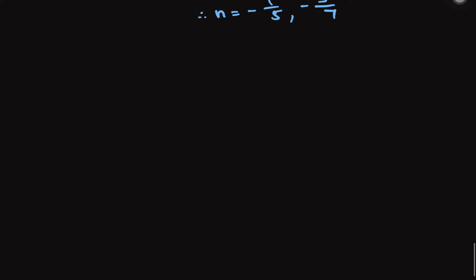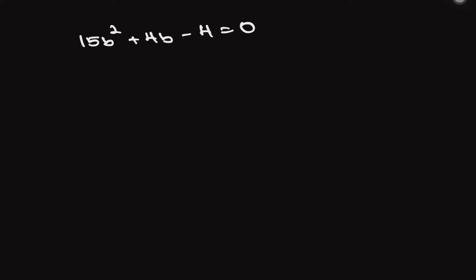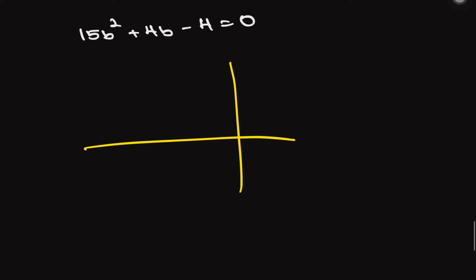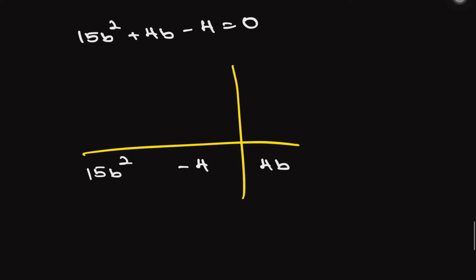Let's go on to the next question. 15b squared plus 4b minus 4 equals to 0. Okay. As we see, there are three terms in this question. We have to draw the factorization table and fill in the three terms that we have in the question at the rows in the bottom. So firstly, we have 15b squared as the first term, followed by negative 4 in the center, and 4b on the right hand side.